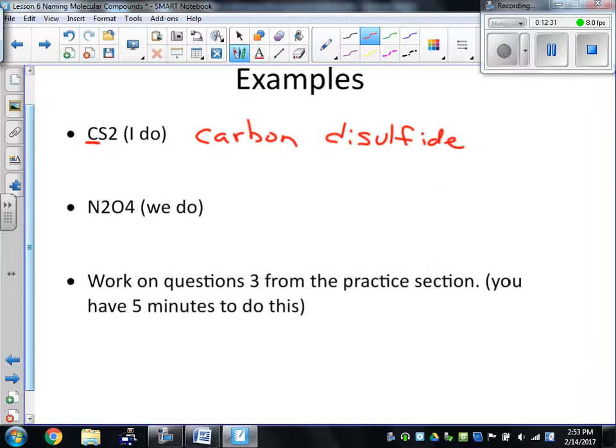Now, this one, N2O4. Okay? So once again, more than one nitrogen here, so I do need a prefix. So this would be dinitrogen. 4, that's tetra. And then oxide. Oxygen, oxide. Okay? So dinitrogen tetraoxide. Good?